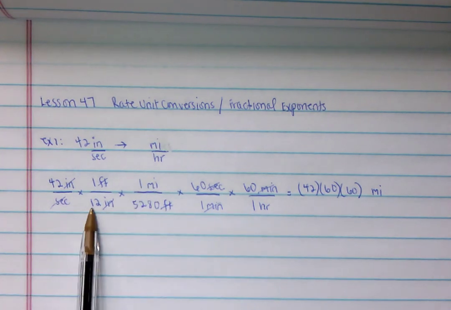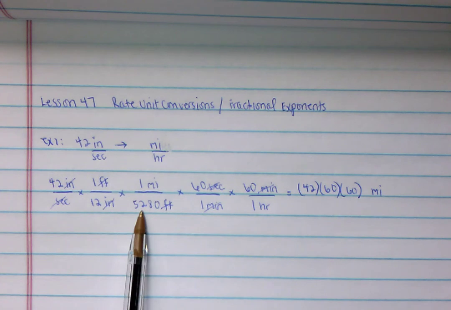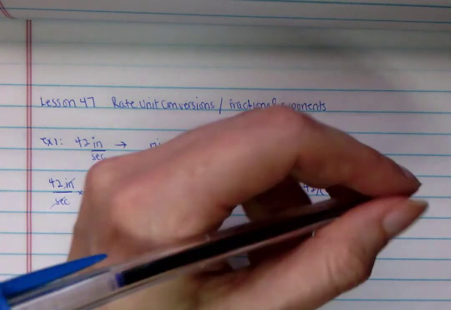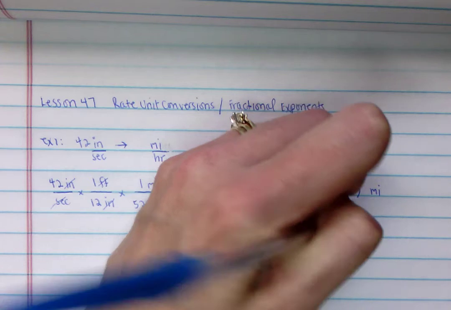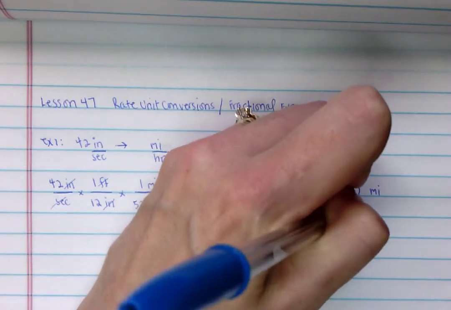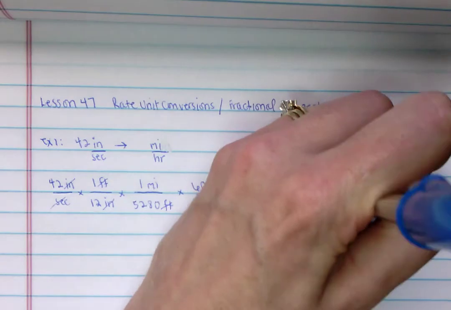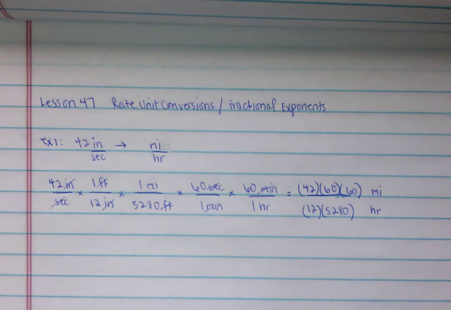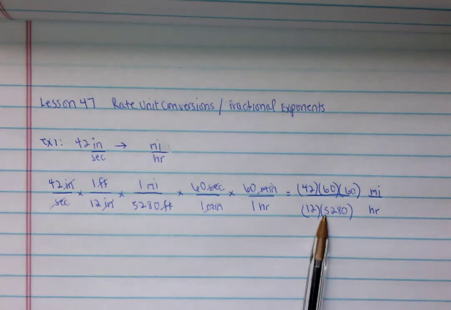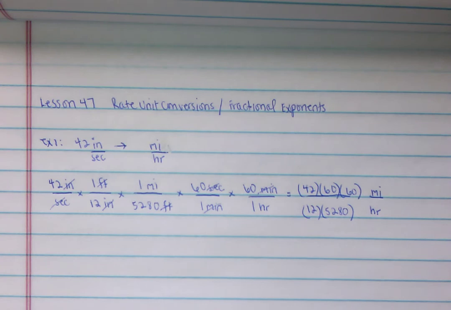Then on the bottom, we have 12, 5,280, and 1 and 1. So we're just going to say 12 times 5,280. And again, hours go on the bottom. What they decided to do in the book anyway is just leave it like this, so you can go ahead and leave it. You can also, if you just want to know what it would be, multiply it out. Remember, multiply the top, so top times top, bottom times bottom.